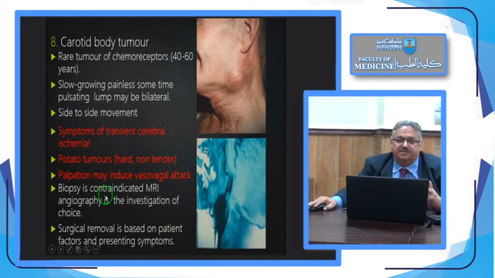Right? It's a vascular lesion, a vascular tumor. So biopsy might lead to fatal hemorrhage, and it's contraindicated. MRI angiography is the investigation of choice, as you see here. See, this is the mass here.